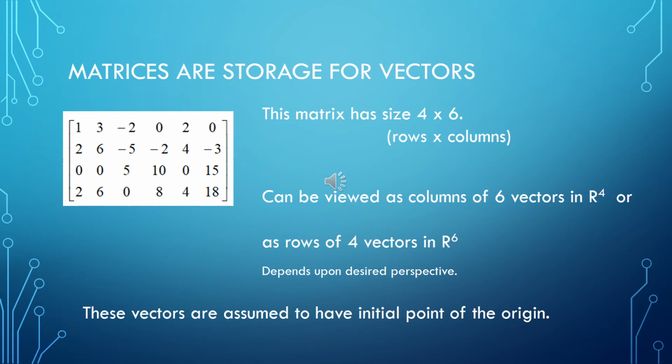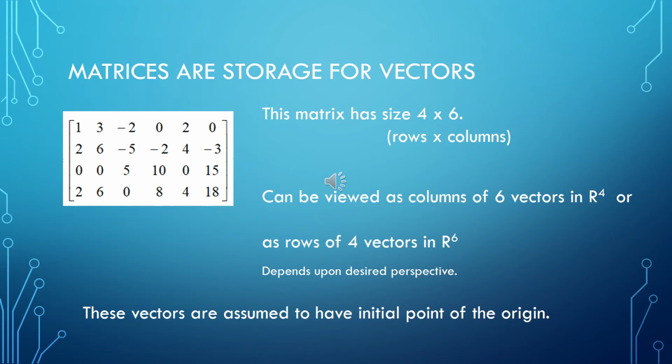Okay, so what are matrices? Matrices are storage for vectors. I have an example of a matrix which has size 4 by 6 on this slide. Okay, so when we're listing the size of a matrix, you list how many rows you have first, and then you list how many columns you have. So this matrix is 4 by 6.